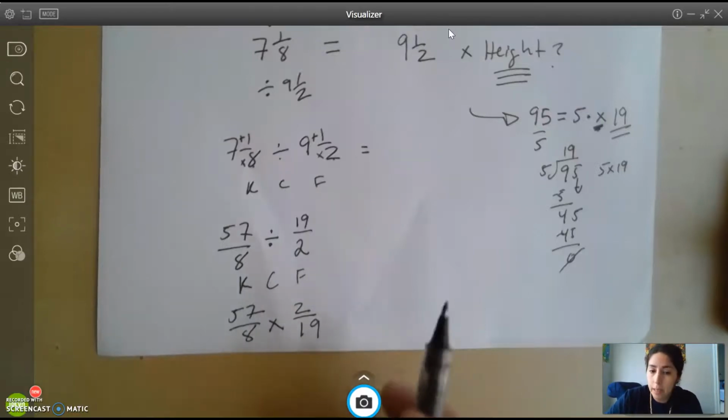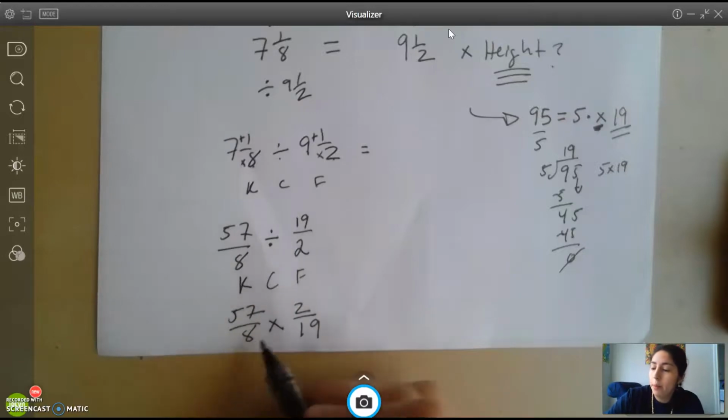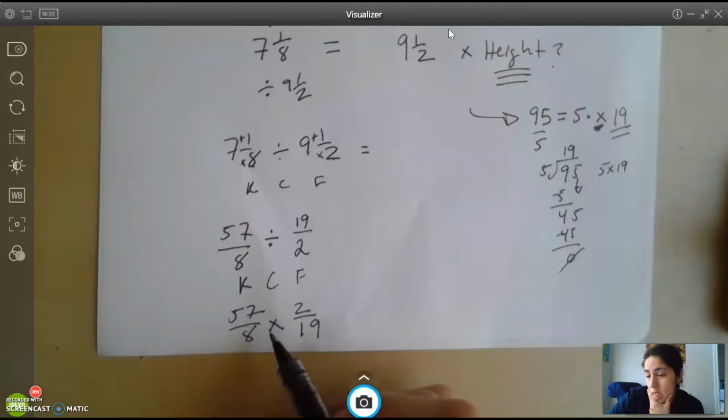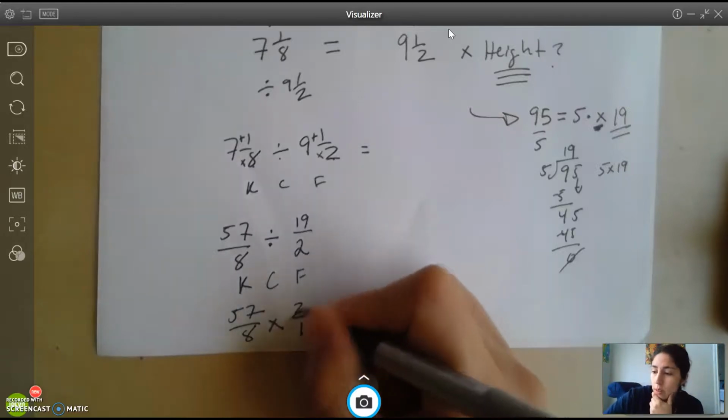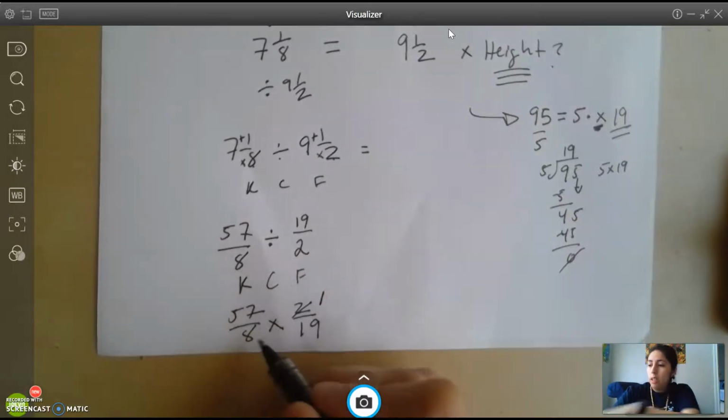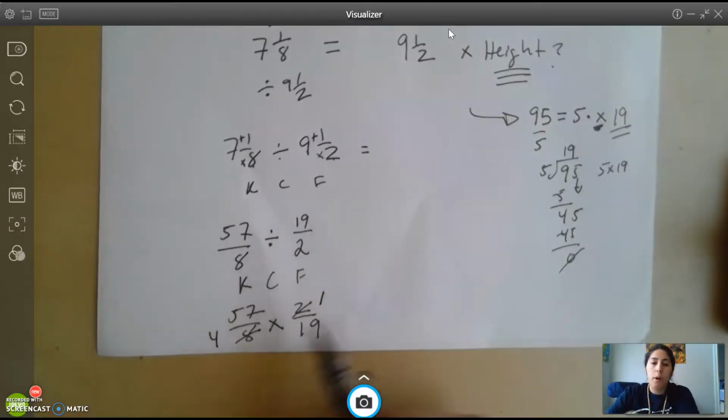Work smart, not hard. If we're cross-simplifying, we're looking at the numbers across from each other and seeing if they're divisible by the same factor. Let's take 8 and 2. 8 and 2, are they divisible by the same factor? Should be. They're both even numbers, so 2. 2 divided by 2 gives me 1. 8 divided by 2 gives me 4. So I can rewrite those numbers in simpler terms.